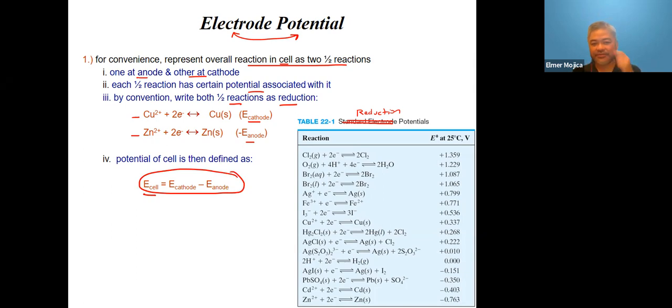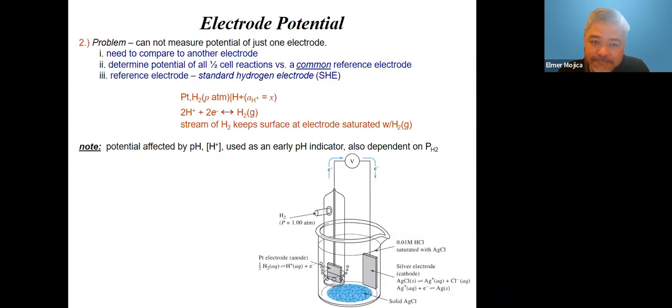Now, how did they end up getting the electrode potential? Ano yung history niyan? Okay. Because we all know we cannot directly measure the potential. So that's the main problem. You cannot measure potential of just one electrode. What they do is they compare it with another electrode.